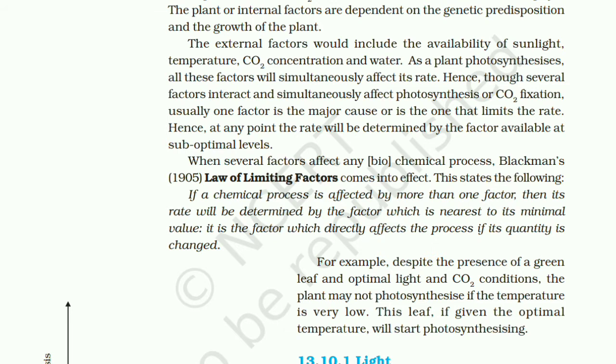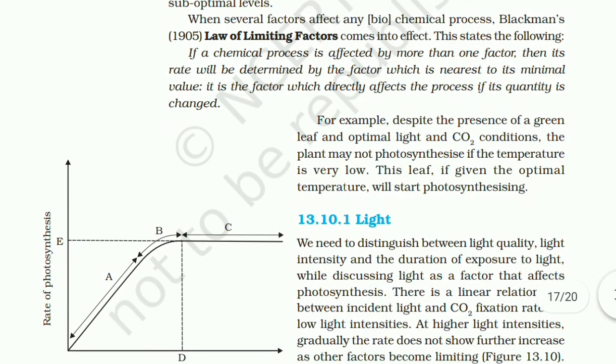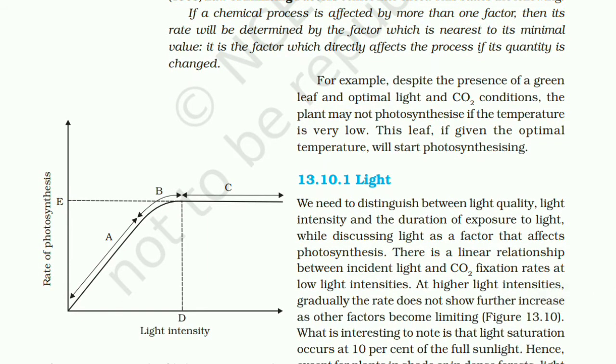When several factors affect any biochemical process, Blackman's law of limiting factors comes into effect. This states that if a chemical process is affected by more than one factor, then its rate will be determined by the factor which is nearest to its minimal value. It is the factor which directly affects the process if its quantity is changed. For example, despite the presence of green leaf and optimum light and CO2 conditions, the plant may not photosynthesize if the temperature is very low. If this leaf is given the optimal temperature, it will start photosynthesizing.